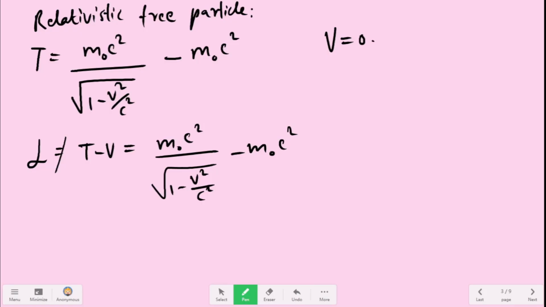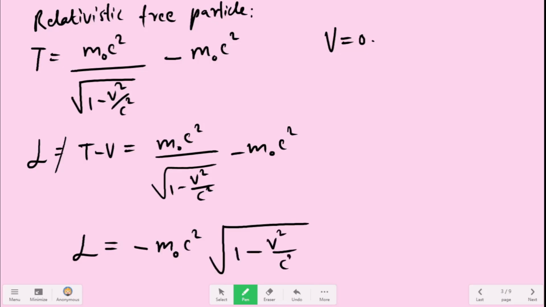In order to get the correct equation of motion, the Lagrangian is equal to minus m naught c square into root of 1 minus v square upon c square. So this is the Lagrangian of a relativistic free particle.